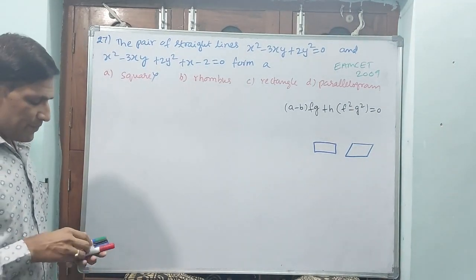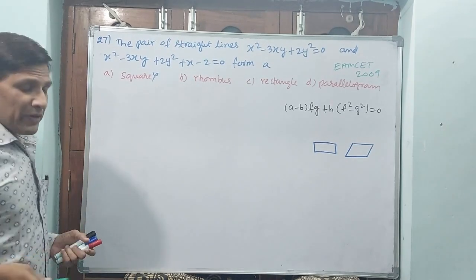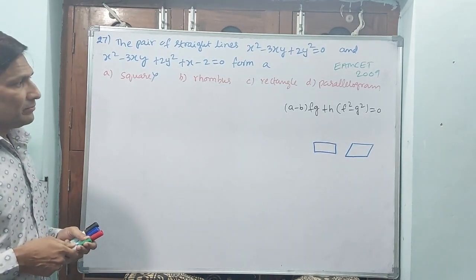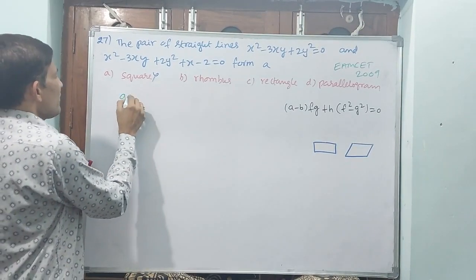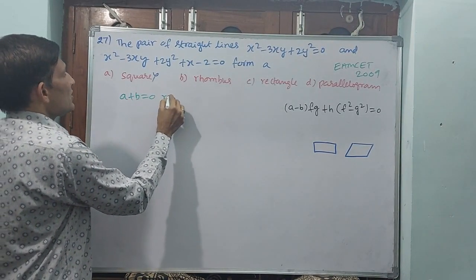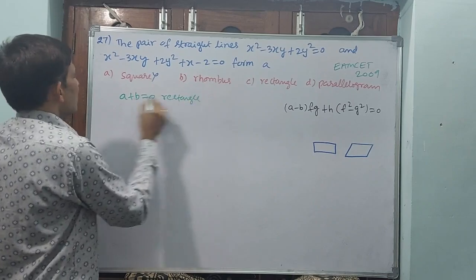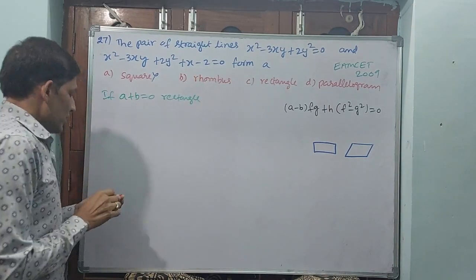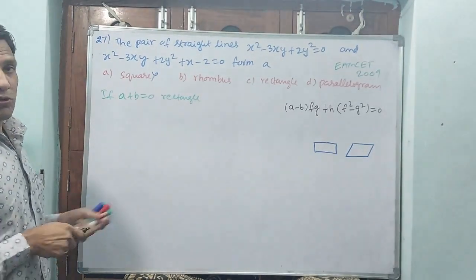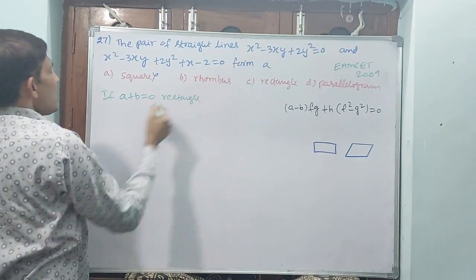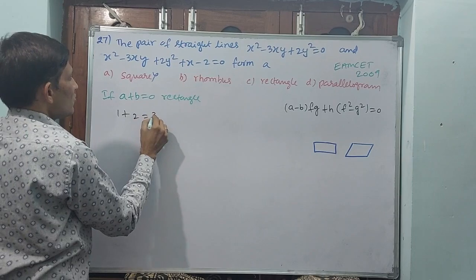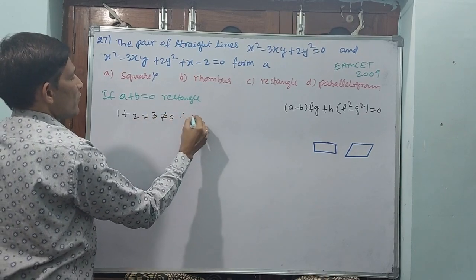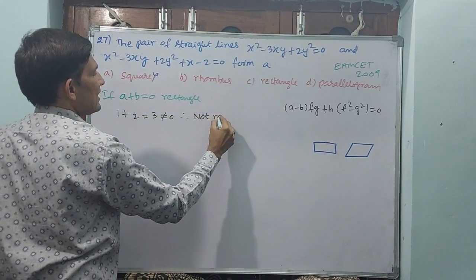Okay, now you see, if it is a rectangle, you see for a rectangle one formula is there. If A plus B is equal to 0, then rectangle. If I have written, if A plus B is equal to 0, see, A is 1 plus B is 2, that is equal to 3, not equal to 0, therefore not a rectangle.